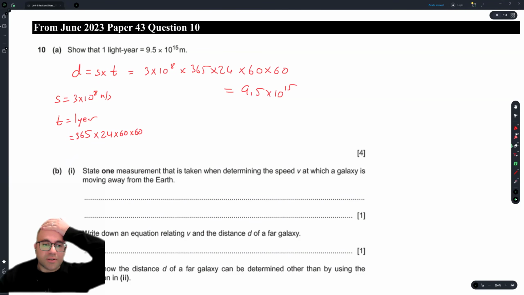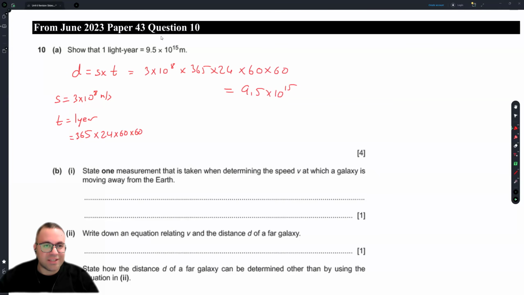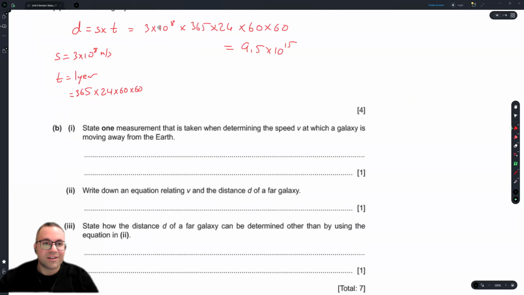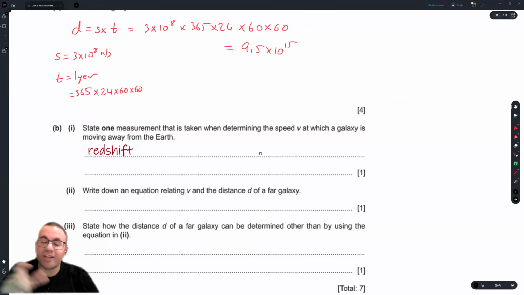State one measurement that is taken when determining the speed at which a galaxy is moving away from Earth. What do I use to find the speed at which a galaxy is moving away from Earth? What was the quantity again? The redshift. Remember, it's the redshift that gives us speed. You can say the change in wavelength or the decrease in wavelength.